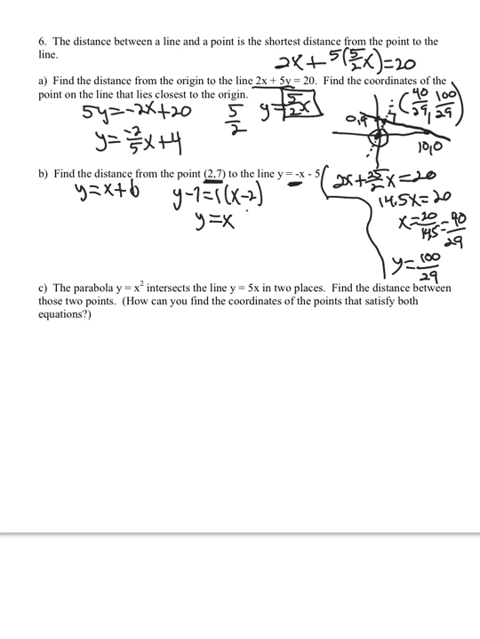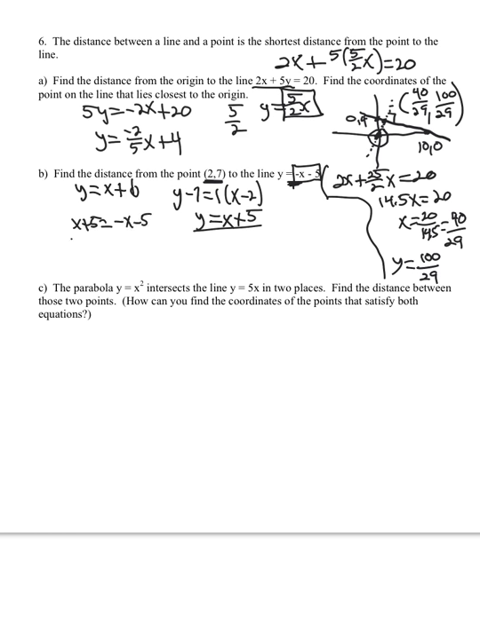We have x minus 2, but then we're going to add 7 to both sides, so y is equal to x plus 5. So I have to figure out where y is equal to x plus 5 and y is equal to negative x minus 5 intersect. So we're going to set these two lines equal to each other. So we're going to get x plus 5 is equal to negative x minus 5.